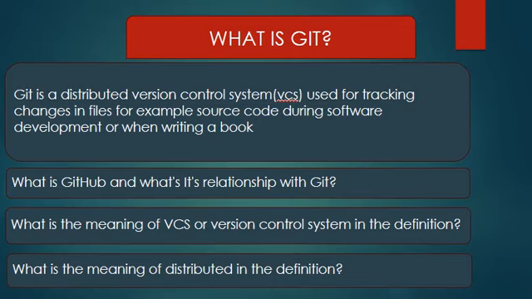Now, what is Git? Git is a distributed version control system, VCS, used for tracking changes in files. For example, it could be source code during software development or when writing a book. Now, what is GitHub and what's its relationship with Git? And what is the meaning of VCS or version control system in the definition, as well as the meaning of distributed in the definition? Well, we are going to start with GitHub.